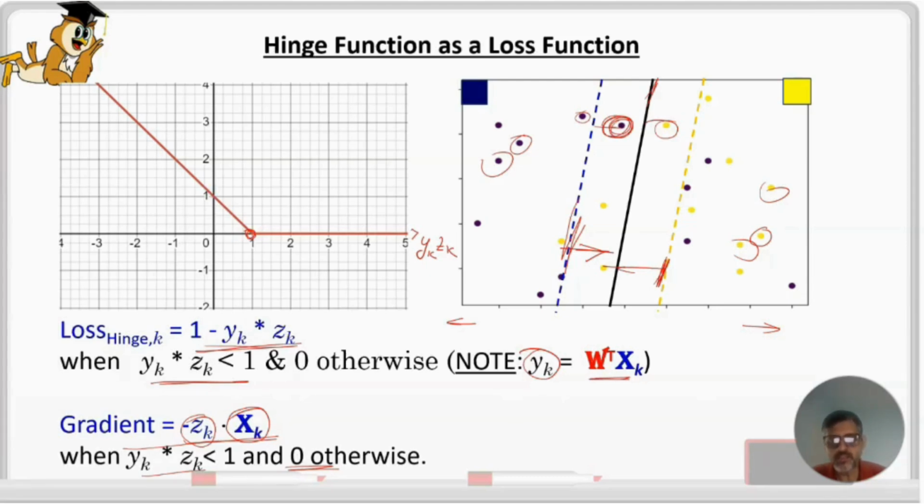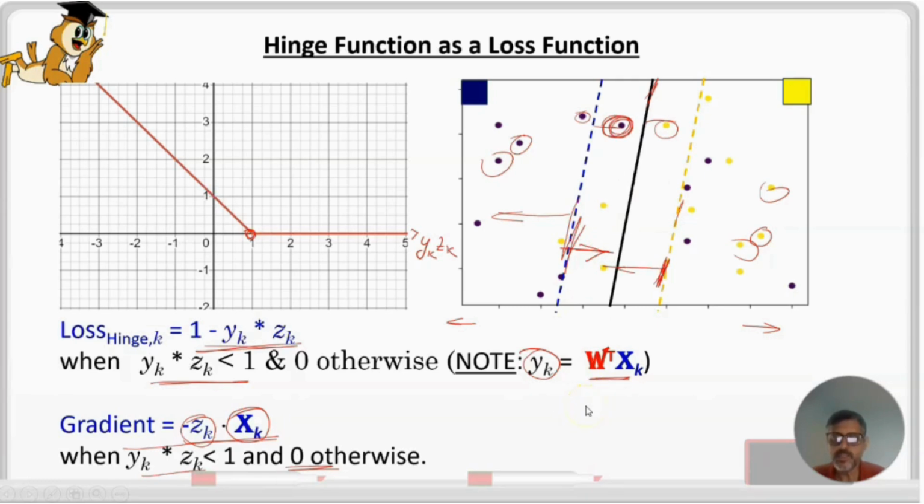In other words, using the hinge function as a loss function, your desire is to see all the blue points well to the left of the decision boundary, even beyond this dotted blue line. Similarly, you would like to see all the yellow points to the right of this yellow dotted line, not just to the right of the decision boundary. So that is what the hinge function as a loss function is attempting to do.